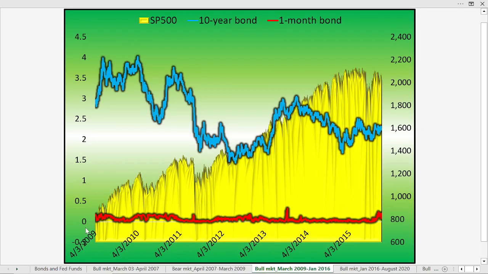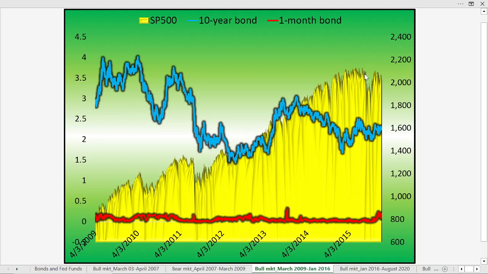Now, we fast forward to April 2009 through 2015. The red line, the 1 month bond, you remember after the 2008 crash, was very much near zero, almost at zero. The 10-year bond was at the 3.5% level and drifted down to the 2.5, almost 2% level. The S&P 500, the yellow area chart in the background, moved from a level of 1,000 up to 2,000.